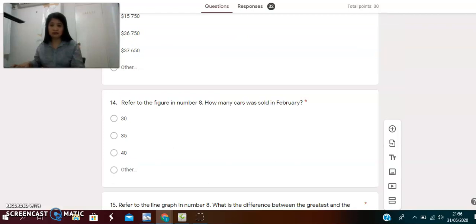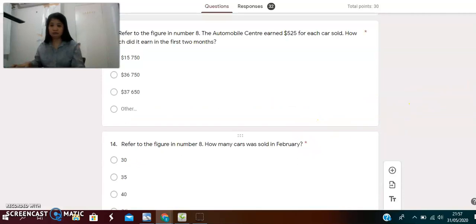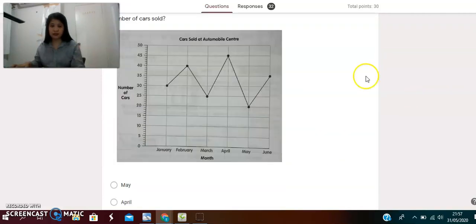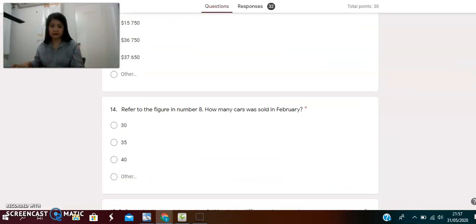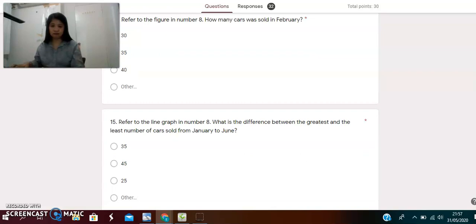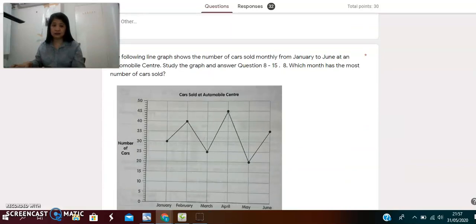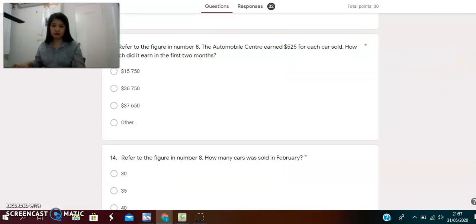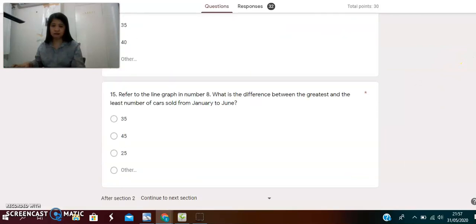Refer to the figure now. How many cars were sold in February? Just look at February. Very simple. The answer is 40. Next, refer to the line graph in number 8. What is the difference between the greatest and the lowest? The greatest, 45, minus the lowest, 20. We get 25. Okay, that is 25.